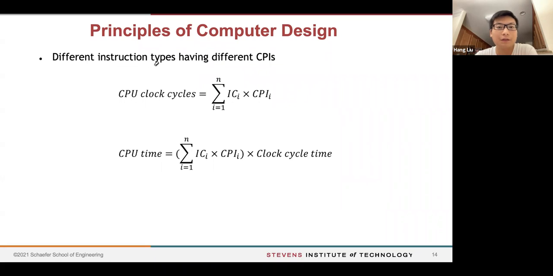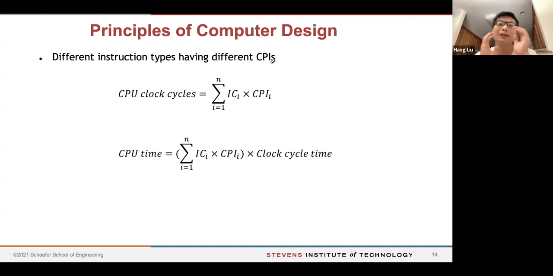Different instructions typically have different CPIs, right? For instance, we say division takes maybe 50 cycles, but addition takes probably 1 cycle. So that gives us a more rigorous partition, or accounting, of the time consumption.